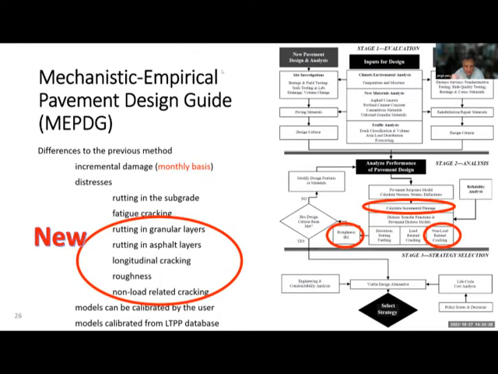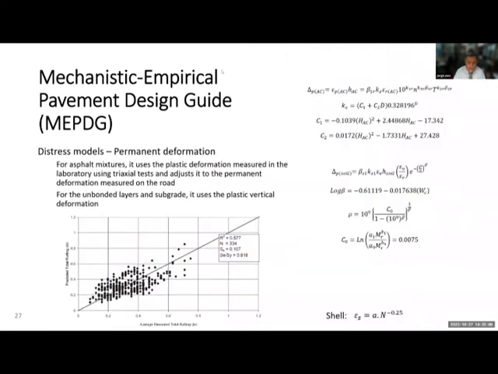And another important characteristic of this method is the incremental damage that they use based on a monthly analysis. So the pavement is analyzed in periods of 1 month during the entire life. The models were calibrated based on the long-term pavement performance database, but can be calibrated by the user to adapt them for different countries, different states, and different conditions.